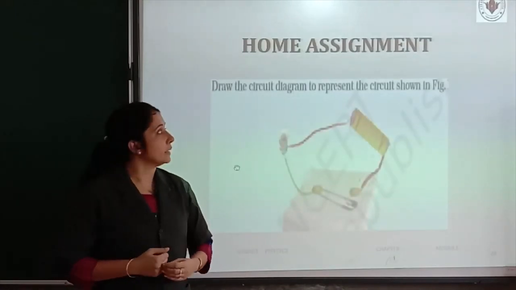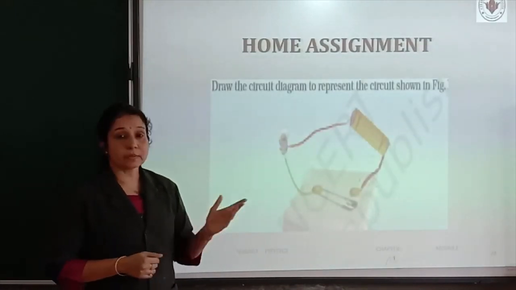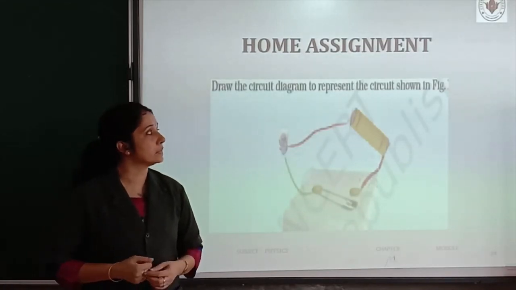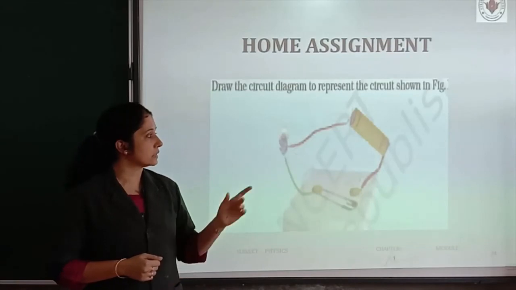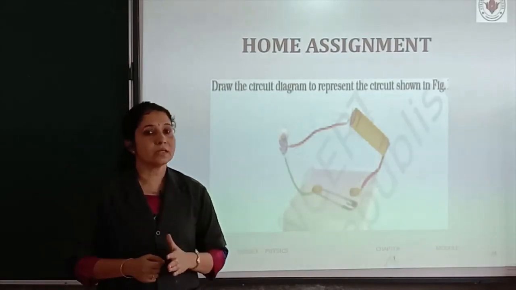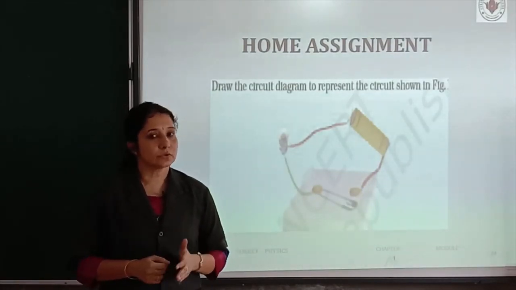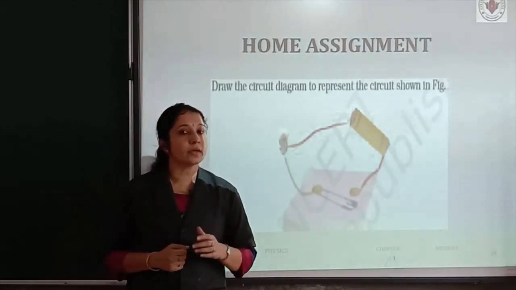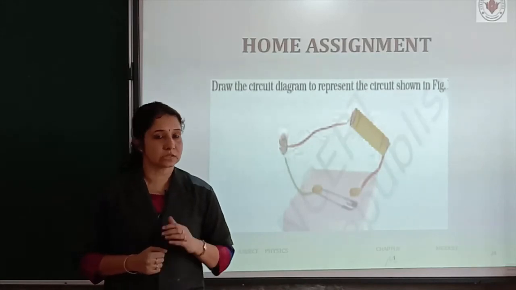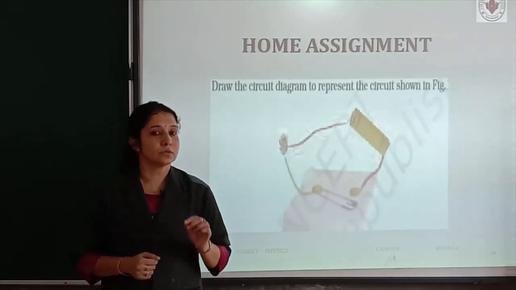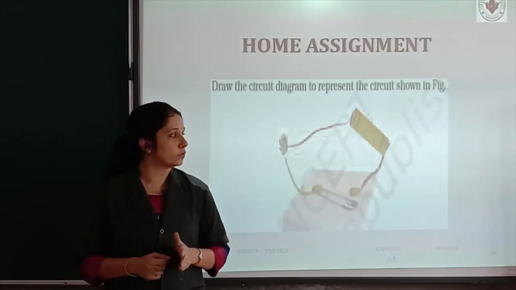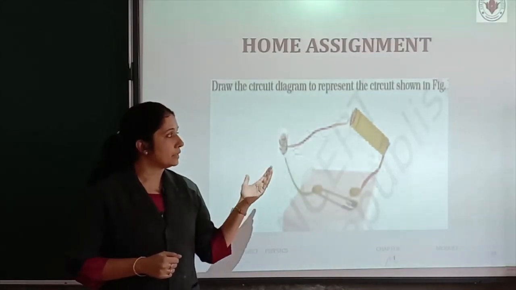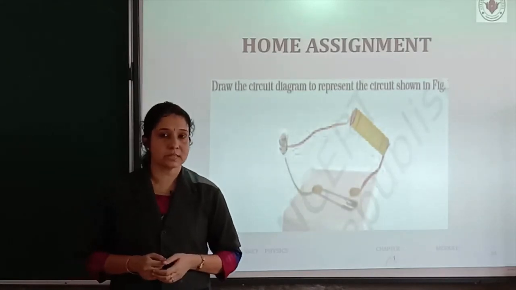And your home assignment is from the textbook itself. You draw a circuit diagram to represent the circuit given. So this is the circuit which I have already given you. The only thing is that you have to draw the diagram using symbols. For drawing connecting wires, you need to use straight lines, which means you have to use a ruler and pencil for drawing diagrams. The rest of the components can be done using proper symbols.